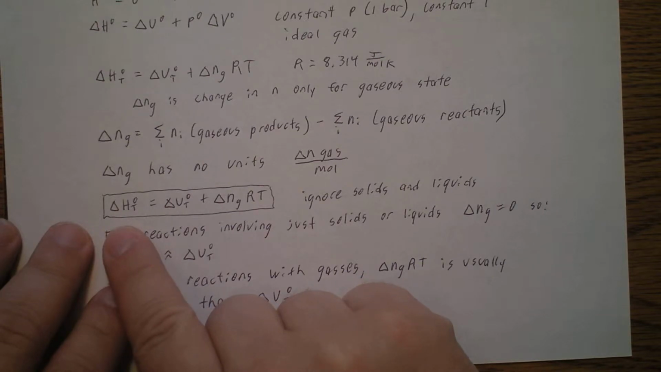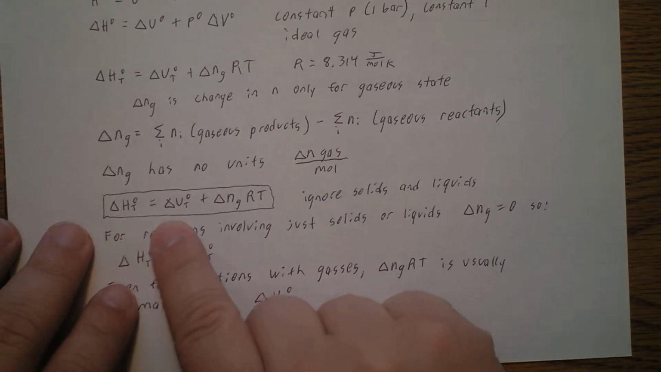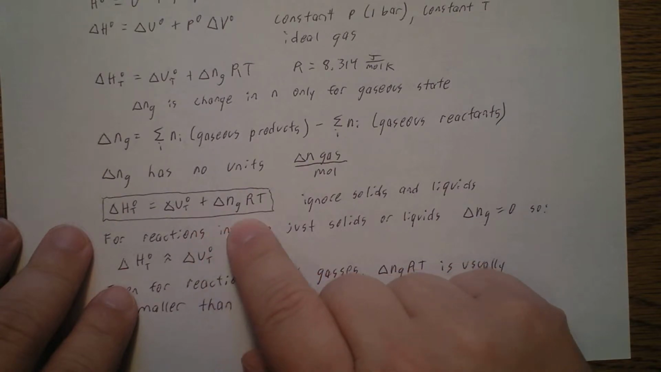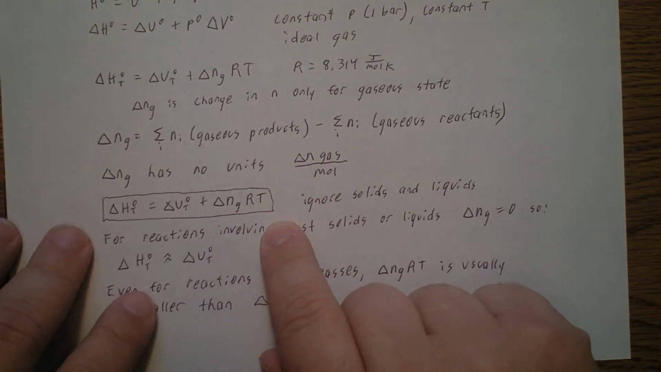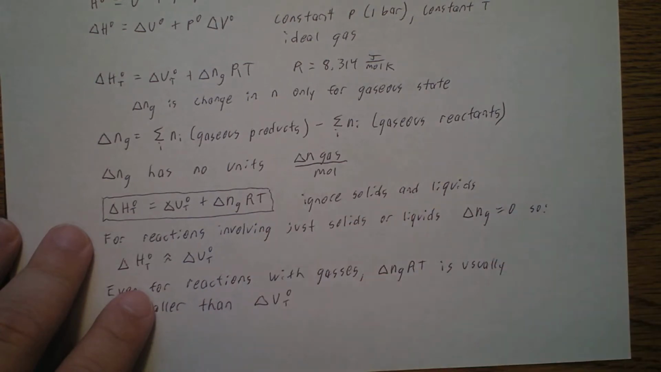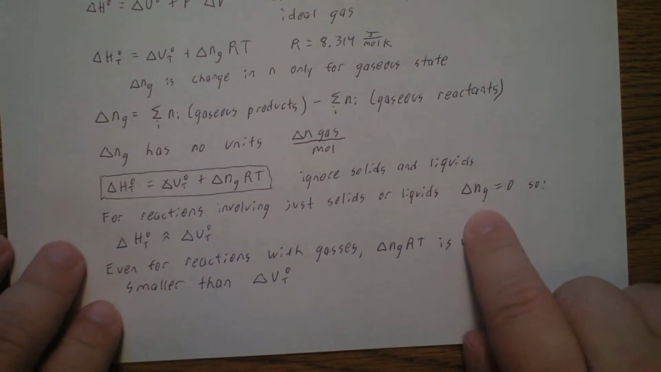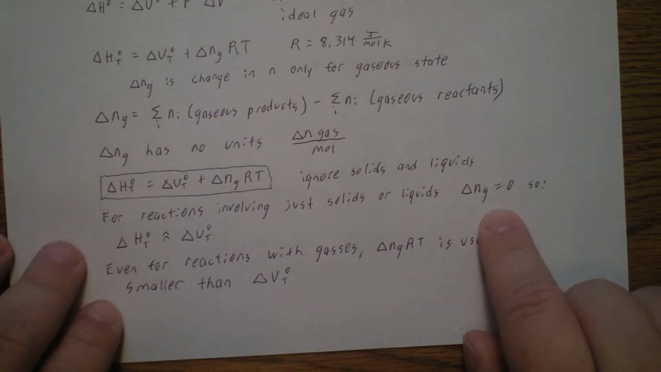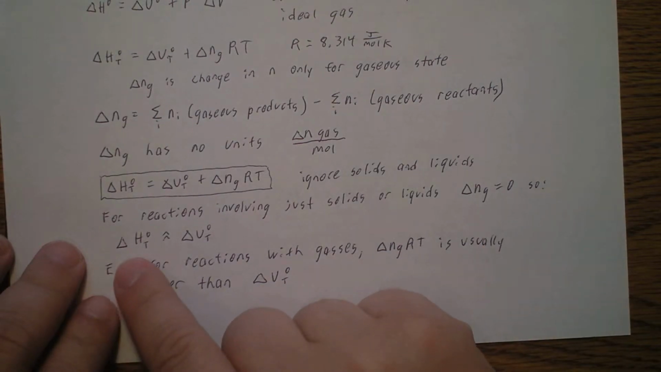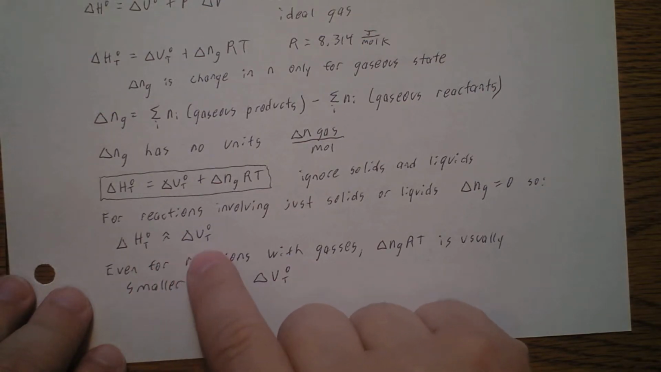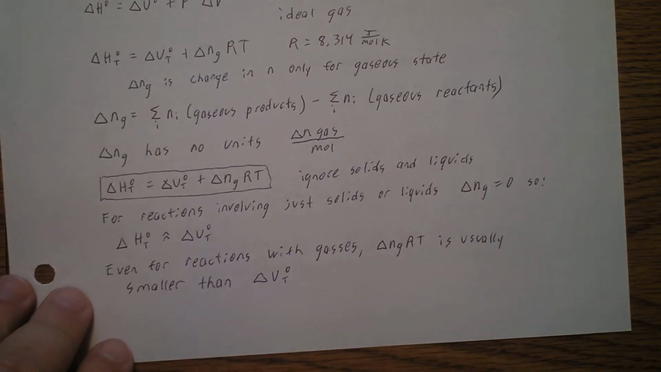So the change in the enthalpy in the standard state at whatever temperature is equal to the change in the internal energy in the standard state at constant temperature plus the change in the number of moles in the gas phase times R times temperature. And we just ignore solids and liquids when we do this formula. If we have reactions involving just liquids and solids, then delta n in the gas phase is going to be equal to 0. So we just end up with the change in enthalpy in the standard state at constant temperature is roughly equal to the change in the internal energy in the standard state at constant temperature.